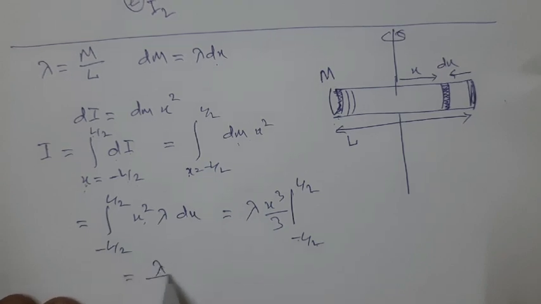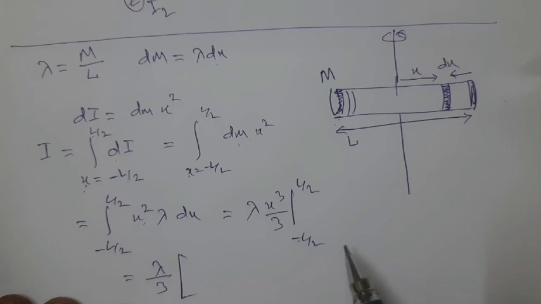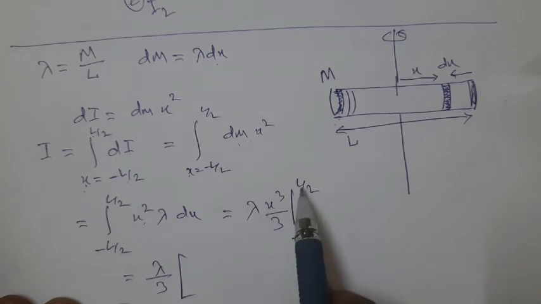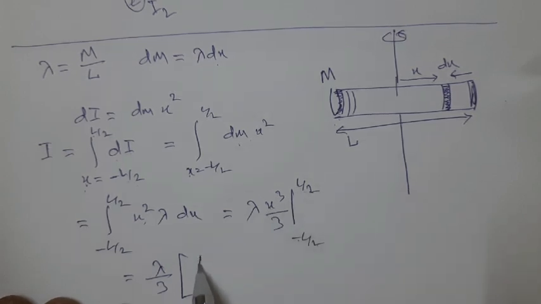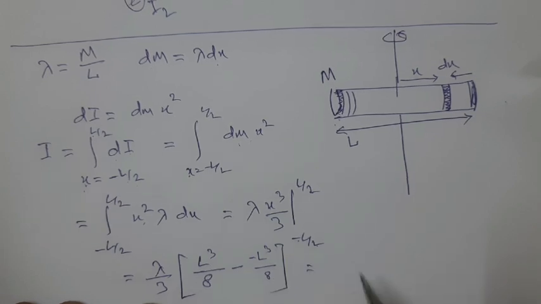Therefore I can write this is lambda divided by 3. I can take this outside because it is constant. x is to be replaced by L by 2, and therefore it is L cube divided by 2 into 2 into 2, it is 8, minus, I will have to substitute minus L by 2 instead of x, and therefore it will be minus L cube divided by 8, correct? And this can be treated as minus minus, it becomes plus.